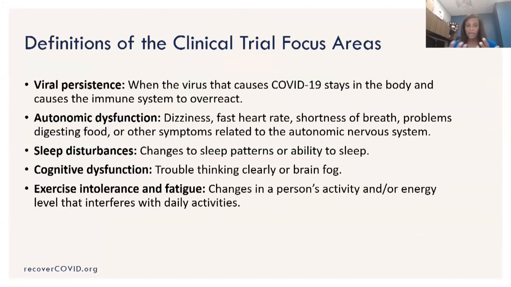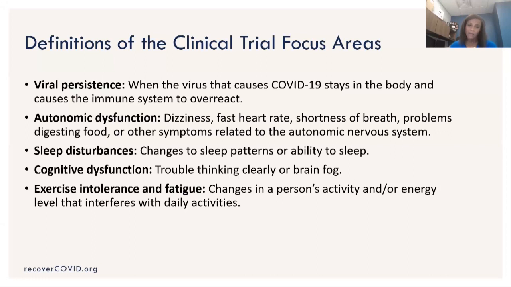So I mentioned these already, but I wanted to make sure that people understand the definitions here. Viral persistence: we're thinking about how the SARS-CoV-2 virus that causes COVID-19 may stay in the body, hiding out in what we're calling sanctuary sites. And it may itself cause damage. It may cause the immune system to overreact. It may cause damage to the blood vessels and clotting. And all of that might be playing a role in why we're seeing some of the symptoms we're seeing.